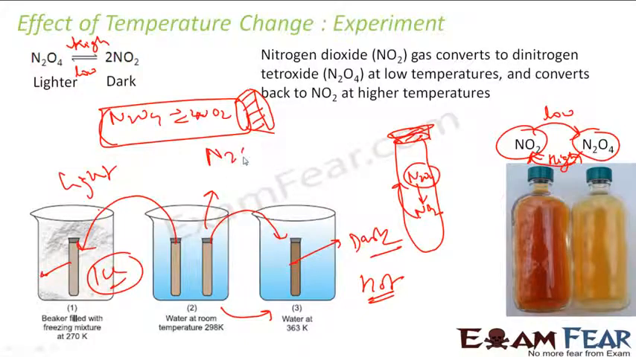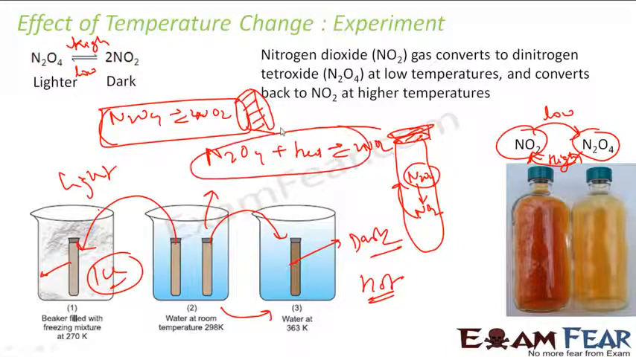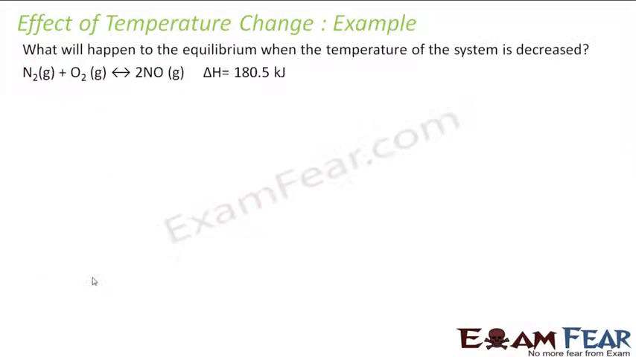This reaction, if you want, you can write something like this: N2O4 plus a little heat gives 2NO2. If I have the mixture, the moment I provide more heat, you get more NO2, that is red. You decrease the temperature, equilibrium shifts in this direction, you get more N2O4, that is light blue color. Correct? Let's take one example.